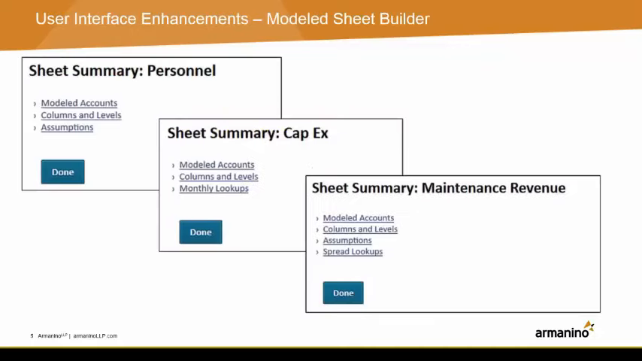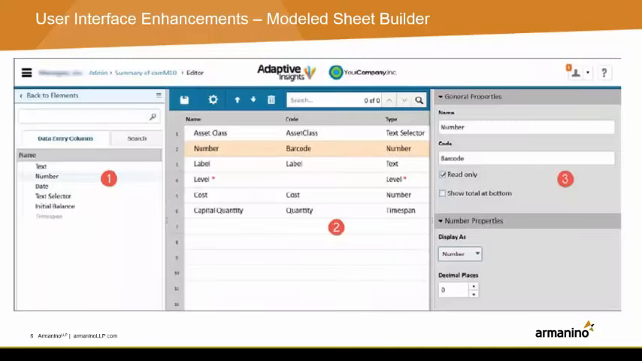Yay! The first update we are going to review is the Modeled Sheet Builder. The sheet summary is the first page you will see after creating a new sheet name and account code prefix, or when you are editing an existing sheet. The first two links, Modeled Accounts and Columns and Levels, will always be visible here. However, the additional components, assumptions, monthly lookups, and spread lookup tables will only be visible if they are in use on the sheet. The basic functionality remains the same. However, this interface will take a bit of getting used to in application.